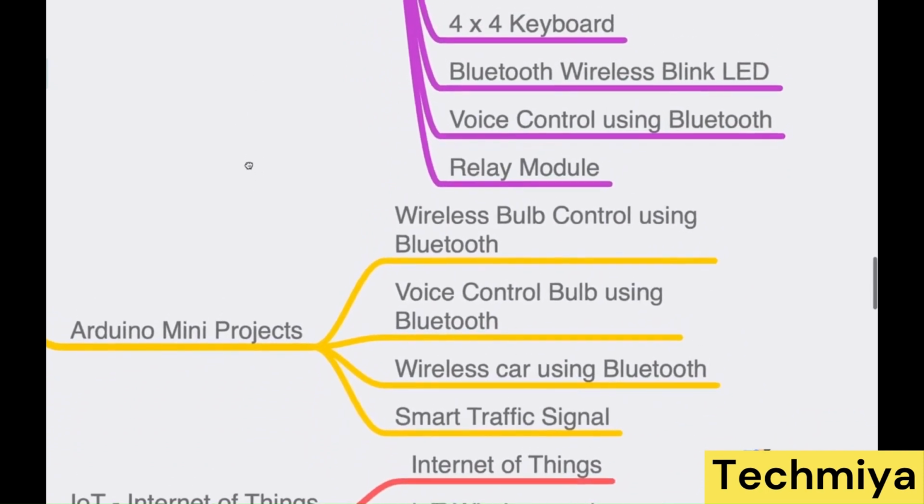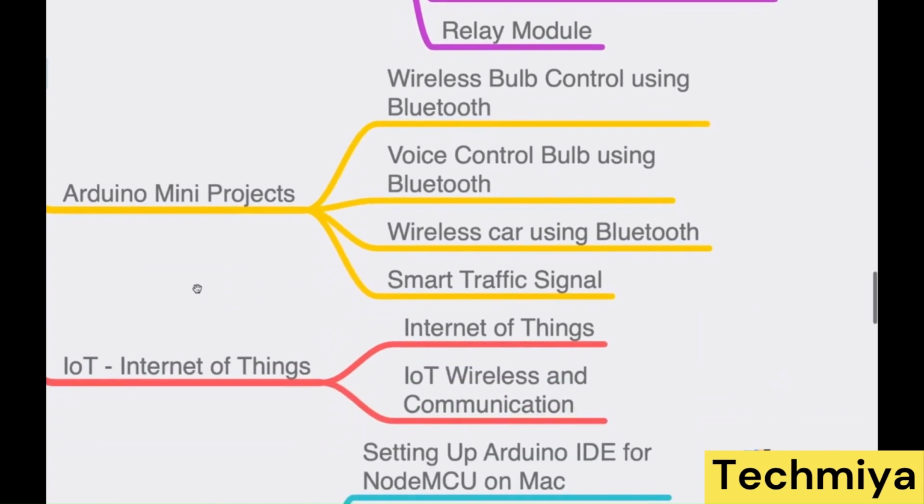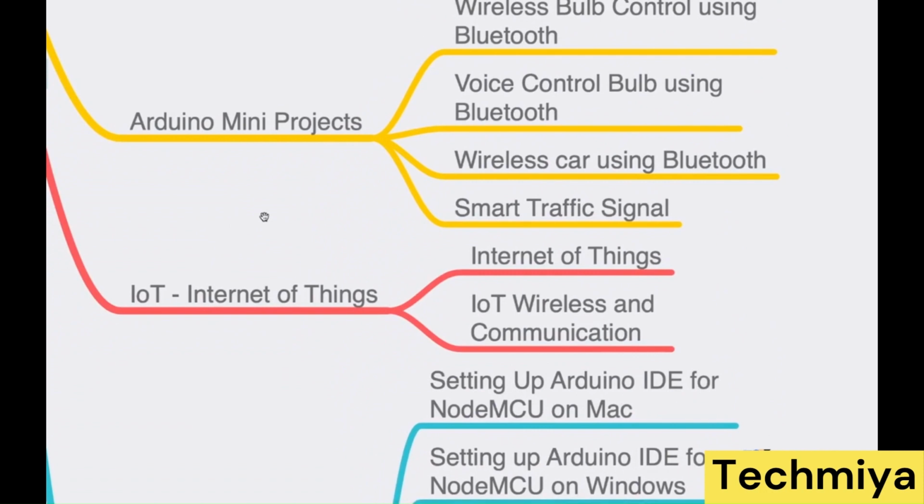Now coming to mini projects. Whatever sensors and actuators we have learned, we will be applying them and creating some mini projects. First we'll create a wireless bulb control using Bluetooth, and then we'll go a step ahead and make it a voice control bulb. After that we will build a wireless car using Bluetooth, and then we will have a smart traffic signal. Then after this we'll come to IoT.